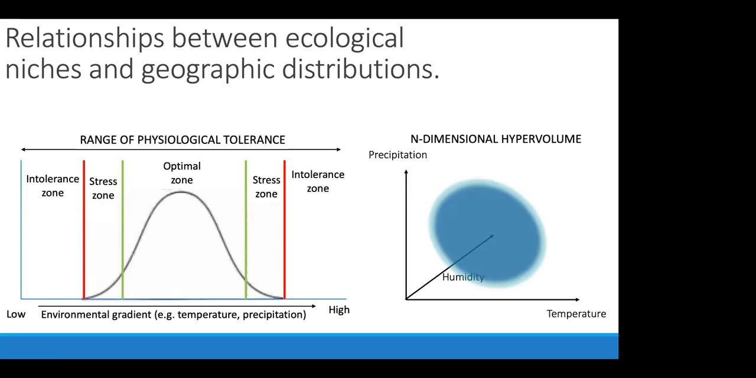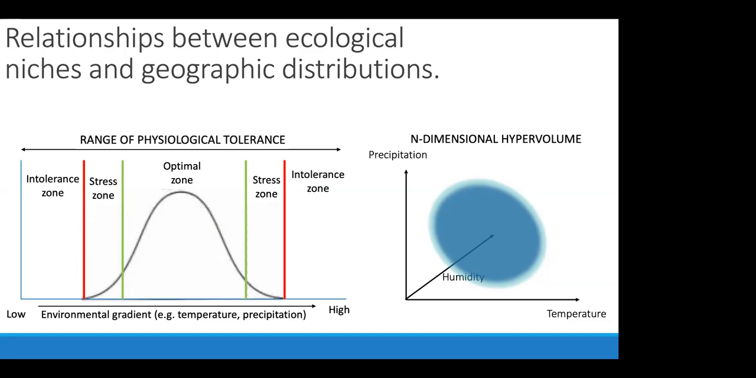And this Gaussian curve on the left shows how a given species may respond to an environmental variable, where there's an intolerance zone shown in these 2 red lines on the far outside, beyond which the species can't persist. There is a stress zone between the red and the green lines, or the far and middle lines, where the species can persist but not well. And then there's an optimal zone in the center where the species can thrive. And this environmental gradient can be anything: temperature, precipitation, but this is only one dimension shown in this Gaussian curve.